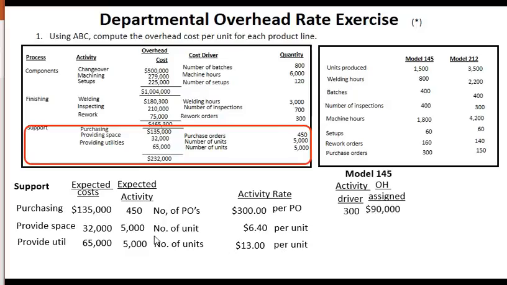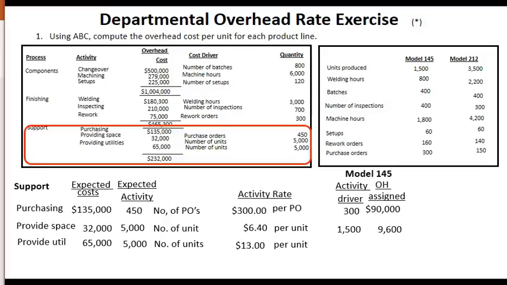Now for model 145, the number of purchase orders was 300 purchase orders times the $300 activity rate. So the amount of overhead we're going to have assigned to model 145 is $90,000 for purchasing under support. Number two, then, providing space. It's based upon the number of units produced.